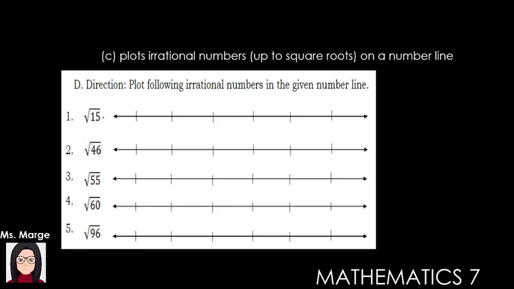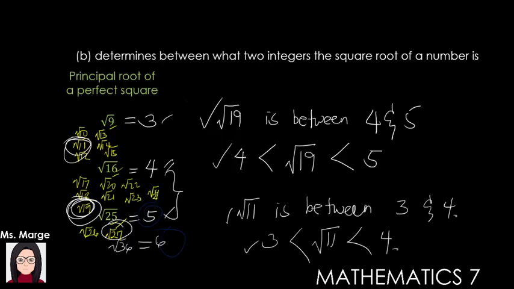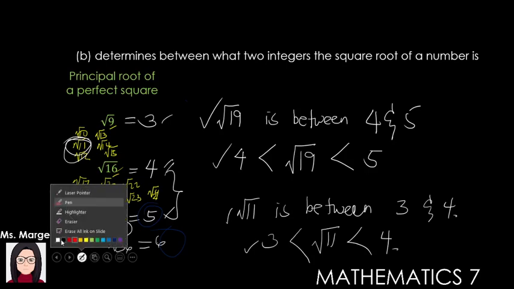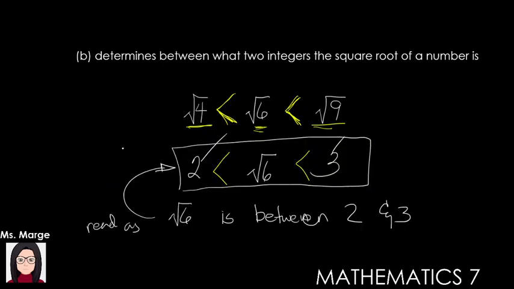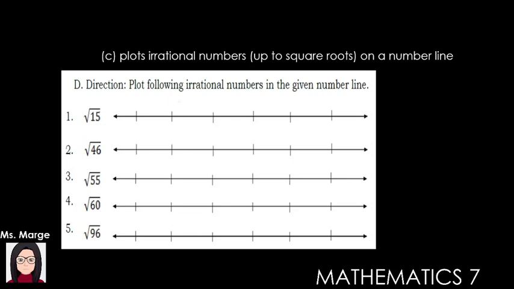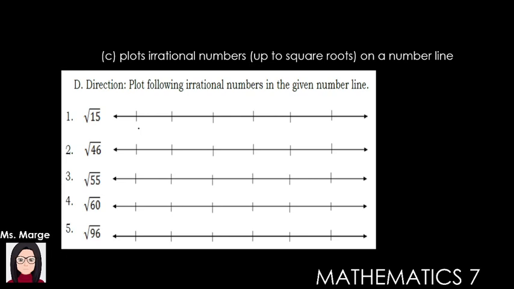Again, we are going to plot points. Let us say square root of 15. Kung babalikan natin yung mga previous video natin, square root of 15 is between integers 3 and 4, at malapit ito sa square root of 16, which is equal to 4. So, paano ang gagawin natin? Ano po ang dapat na ilagay sa number line? Square root po ba, or yung whole number? O yung integers? Pwede rin na whole numbers.